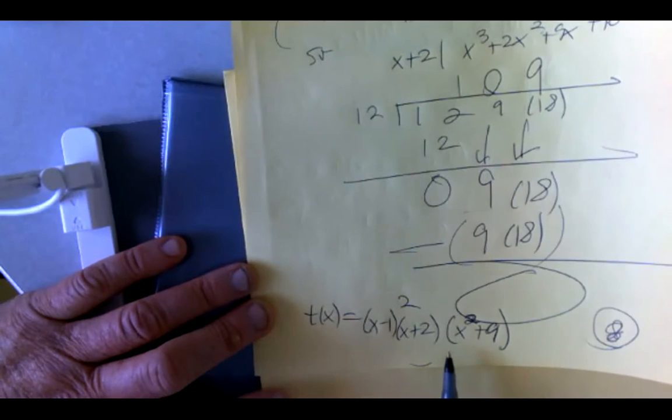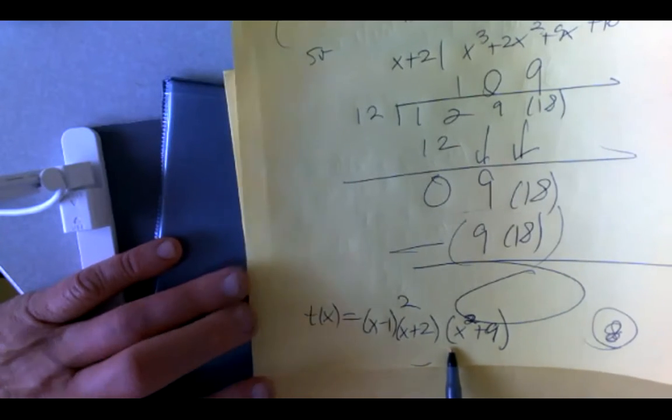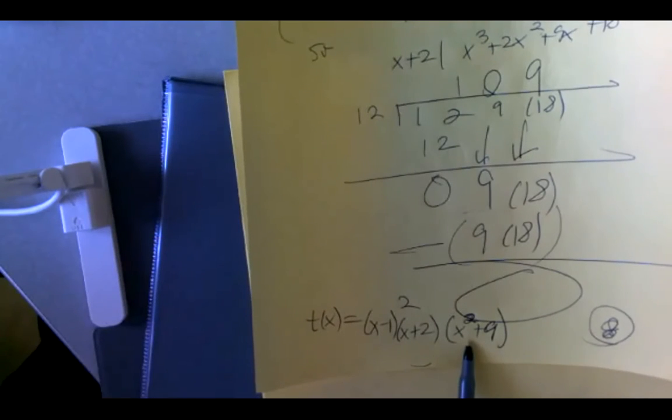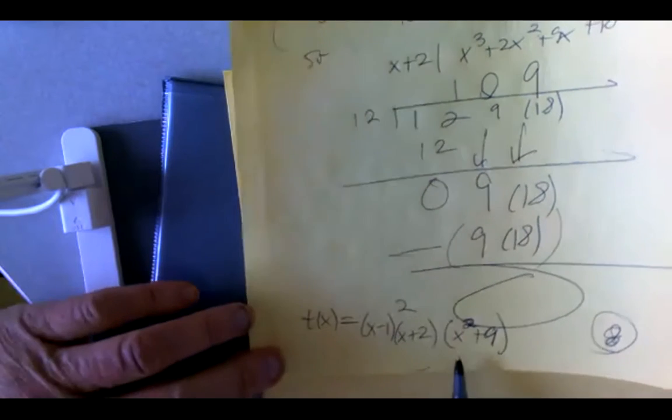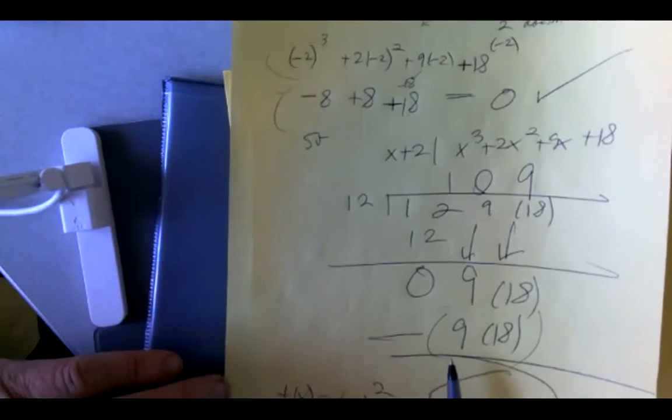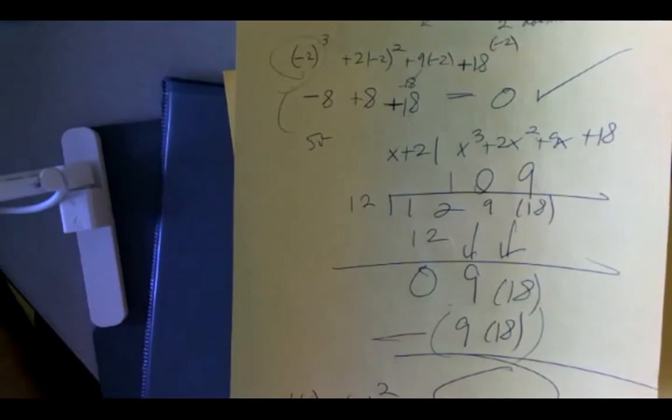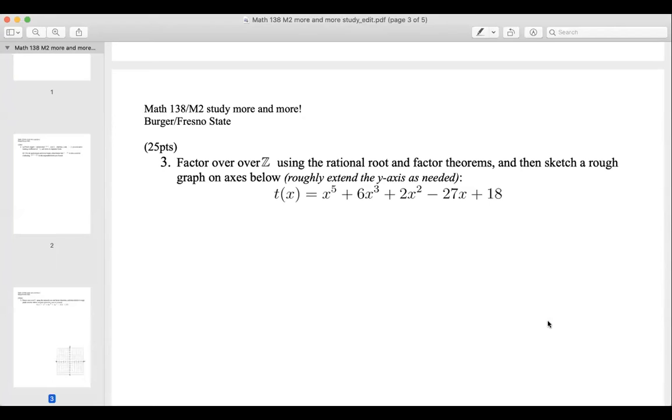Okay, wait a minute. So it doesn't factor any more. Did I make a mistake? Let me see what the problem asked. Factor over Z, that is factored over Z. I can't factor it anymore. So that's the end. Did anyone else get that answer?